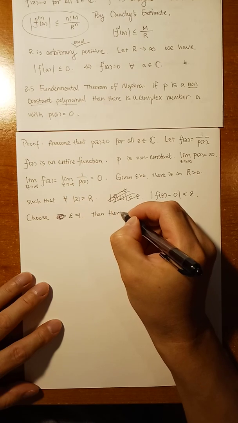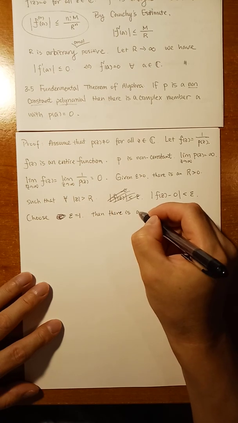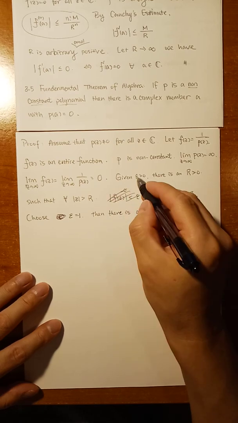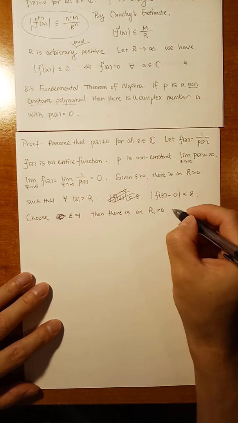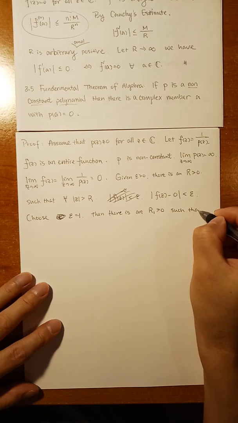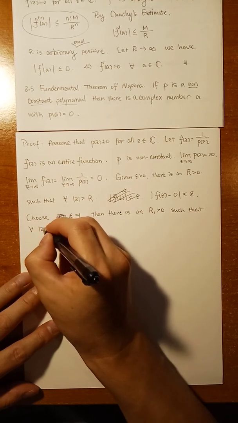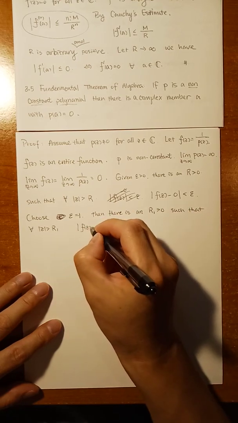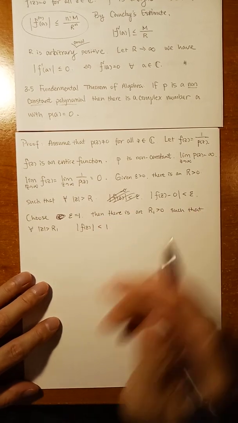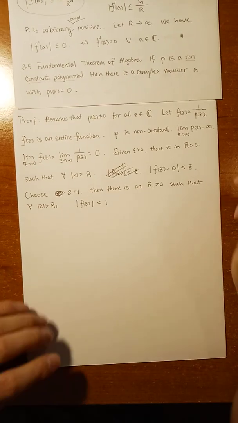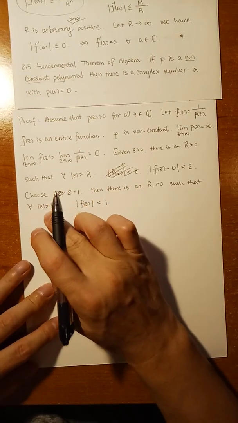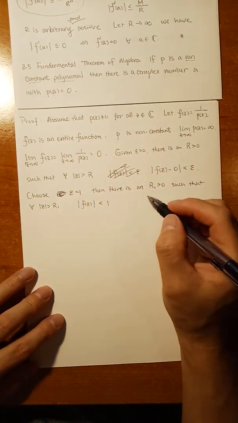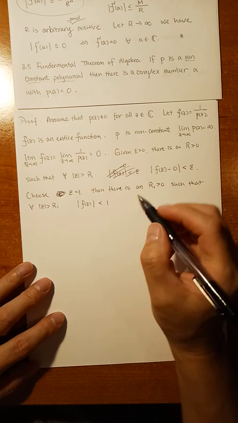there is an r1 greater than 0. We just repeat this by selecting this special one, such that for all z with modulus greater than r1, f of z minus 0 is less than 1. It's less than 1, right? Okay, so outside the disk centered at the origin with radius r1, the modulus is less than 1.